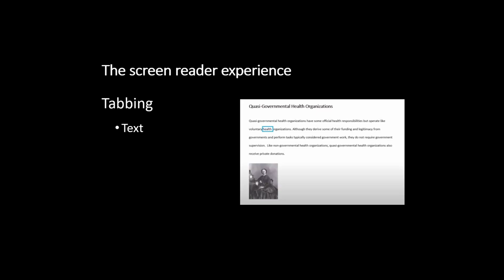So when we look at how a screen reader works, depending on the person's assistive technology, they use the tab, they use the space bar, and it will take them word by word through the text. And you can see this is just sort of everyone's favorite topic, right? Quasi-governmental health organizations. I teach US healthcare, so I try to use some of my own material when I share examples. So this is an example of what it would look like as a person is tabbing through some text, that it would also highlight the word that is being spoken.